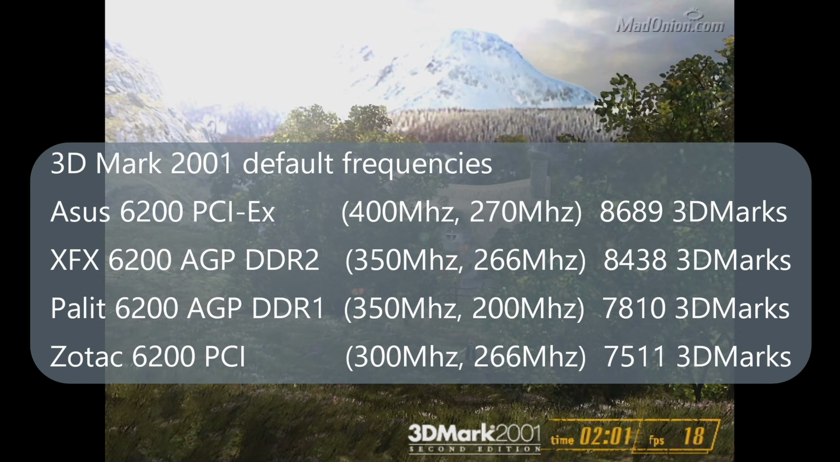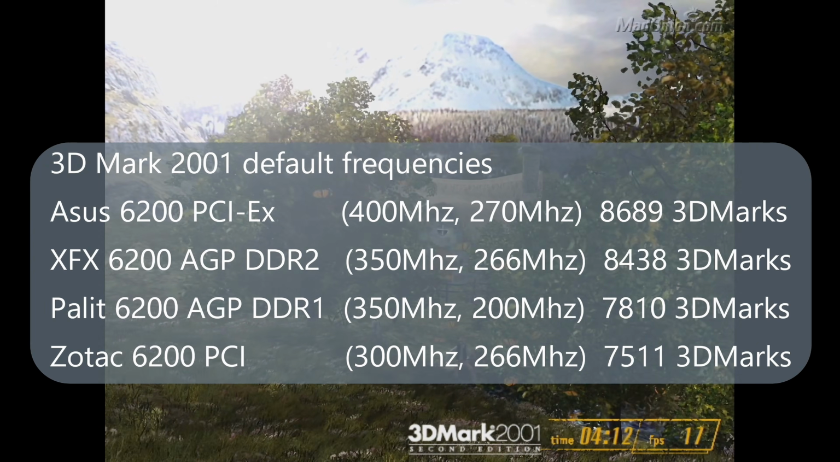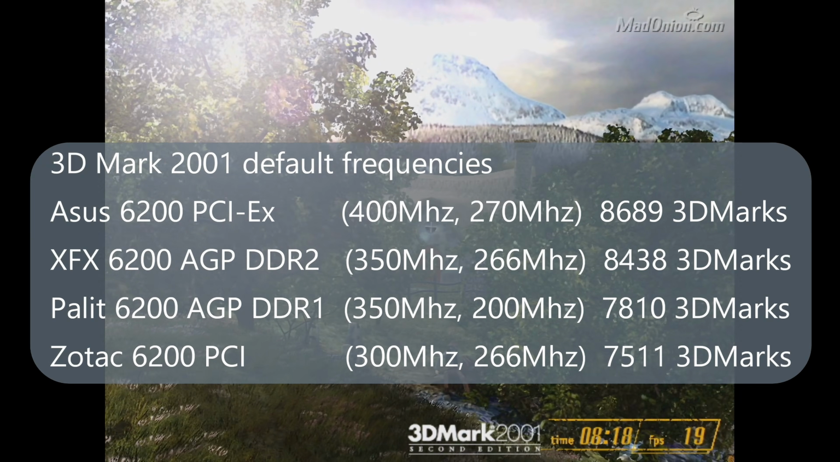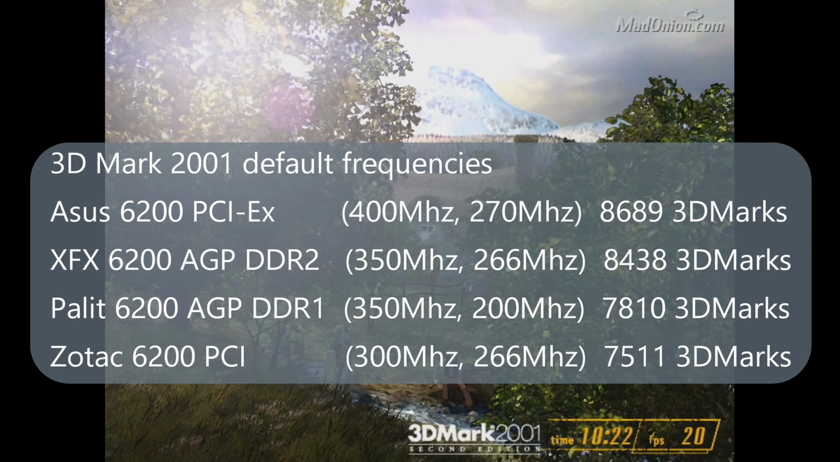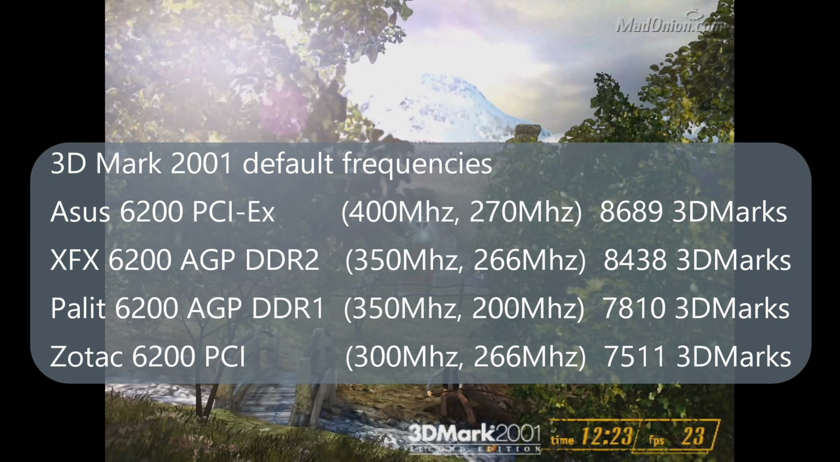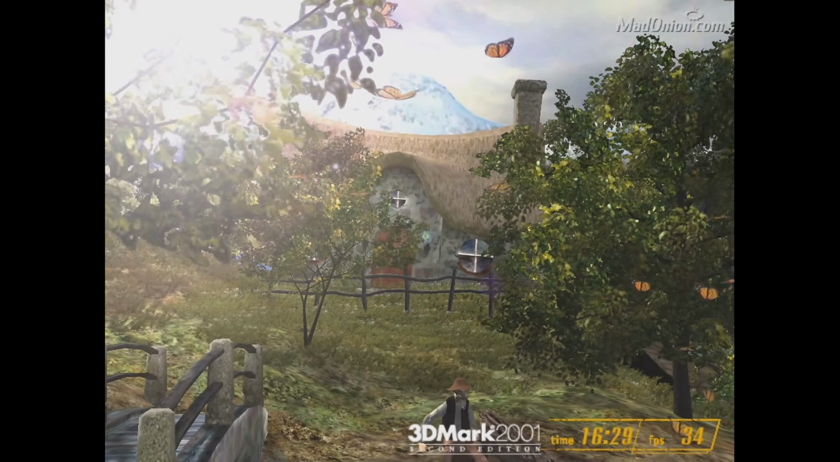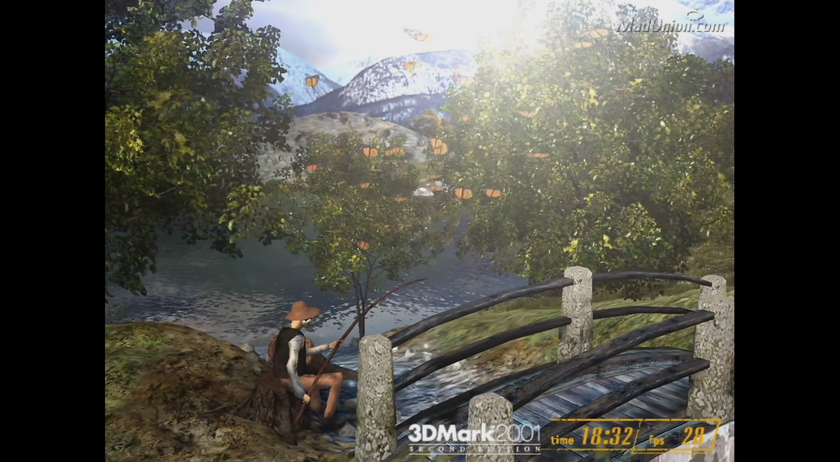The 3D mark on stock frequencies is no surprise. The only surprise here is how close the AGP and the PCI cards are. The DDR1 card trails behind, but it's understandable considering the RAM frequency. Still, it's faster than the PCI, despite having only half the amount of RAM.